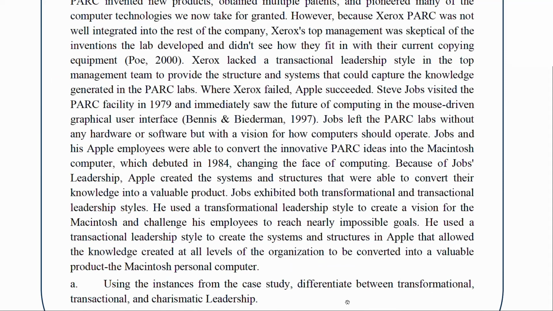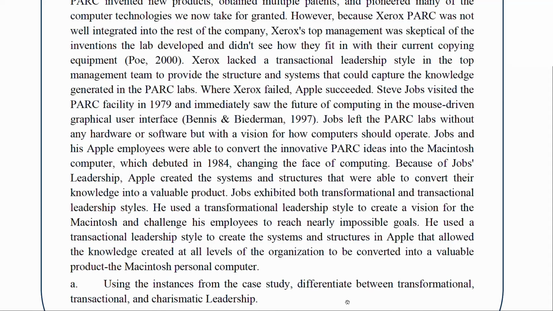Xerox lacked a transactional leadership style in the top management team to provide the structure and systems that could capture the knowledge generated in the PARC labs. Where Xerox failed, Apple succeeded. Steve Jobs visited the PARC facility in 1979 and immediately saw the future of computing in the mouse-driven graphical user interface. Jobs left the PARC labs without any hardware or software, but with a vision for how computers should operate.